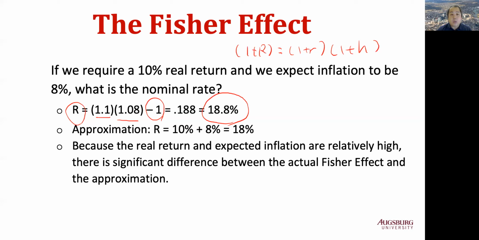Approximately, the nominal rate equals 10% real rate plus 8% inflation, 18%. Because the real return and the expected inflation are relatively high, there is a significant difference between the actual Fisher effect and the approximation. I recommend you usually use the exact Fisher effect formula. The approximation should be fine if the numbers are relatively low though.